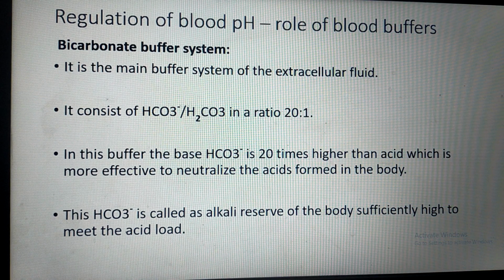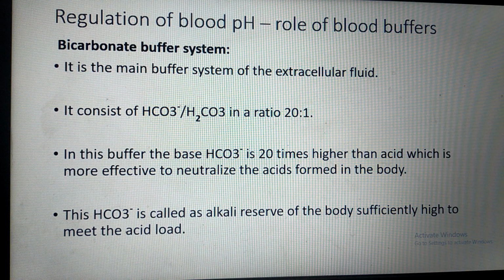It is the main buffer system of extracellular fluid, means outside the cell. The composition of this buffer system is bicarbonate and carbonic acid. The ratio is 20:1. That means bicarbonate is 20 times more than carbonic acid. In this buffer system, if you see, base is 20 times more than acid, therefore it is more effective to neutralize the acids, various acids formed in the body.